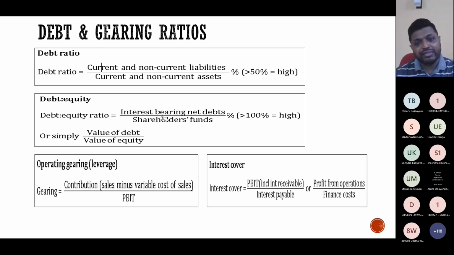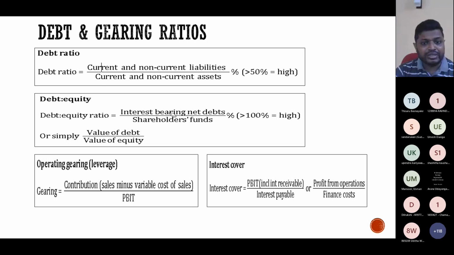Or you can calculate this gearing ratio another way: shareholders' funds plus interest-bearing borrowings, both together, that is capital employed, and divide debt by it. If it is greater than 50%, then it will be considered a highly geared situation, right? Therefore, this gearing situation you can analyze in the company, CHL or the IM Club Hotel, right?